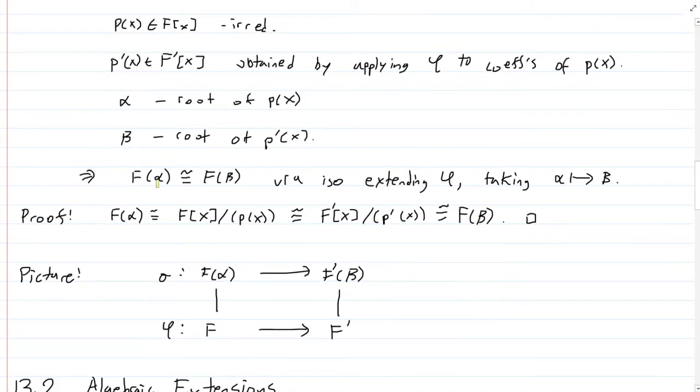So here's the picture of what's going on. You have F is isomorphic to F prime via the map phi, and then you can extend this map to an isomorphism of F adjoin alpha, where alpha is a root of this irreducible polynomial, and beta is a root of the image of this irreducible polynomial by the isomorphism phi.